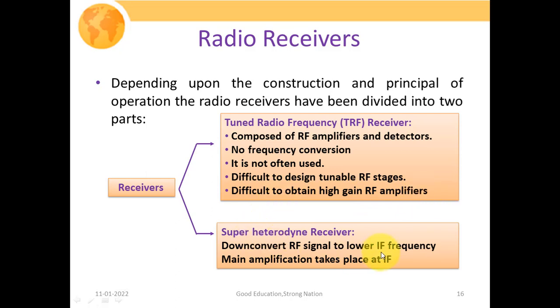Whereas in the superheterodyne receiver, we down convert the RF signal to a lower intermediate frequency, which overcomes the different problems associated with the TRF receiver. So in that contrast we could say that it is the best receiver available. Main amplification takes place at the intermediate frequency only. So hopefully you have got the insight about both types of receiver, the tuned radio frequency receiver as well as the superheterodyne receiver, and why the superheterodyne receiver has superior quality over tuned radio frequency receivers.